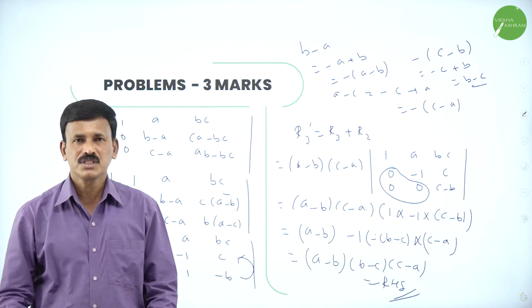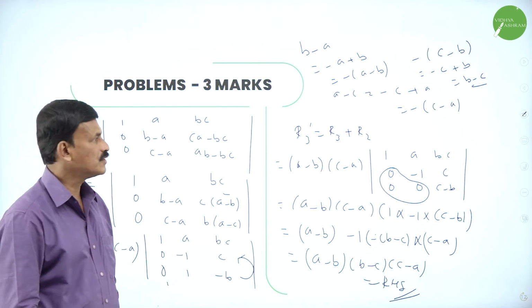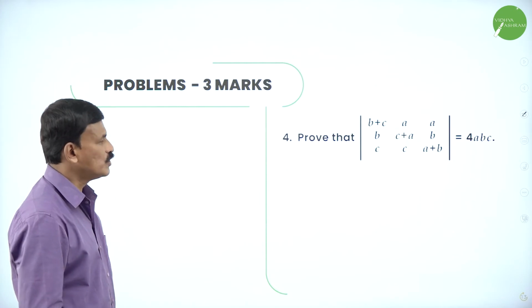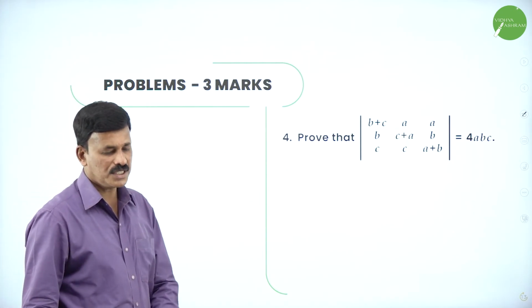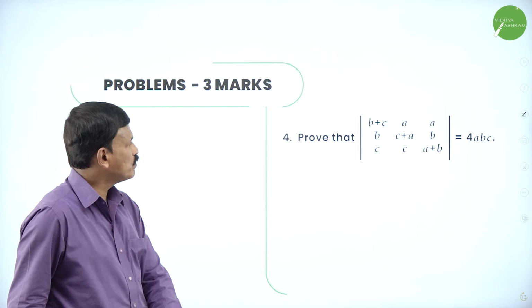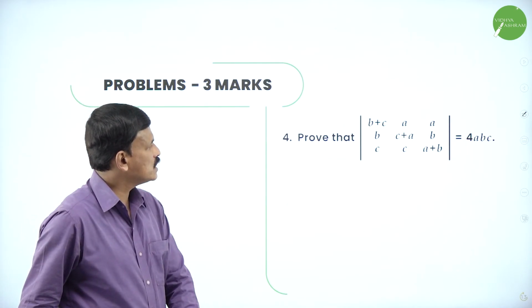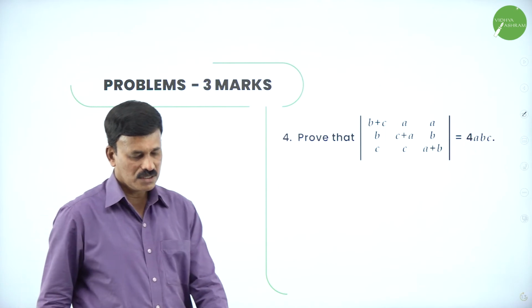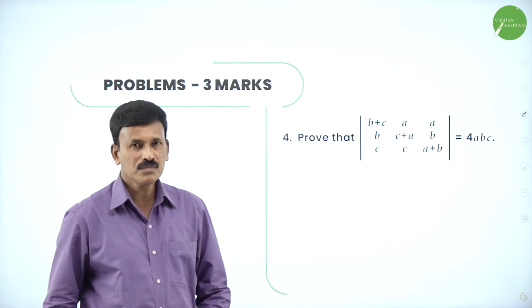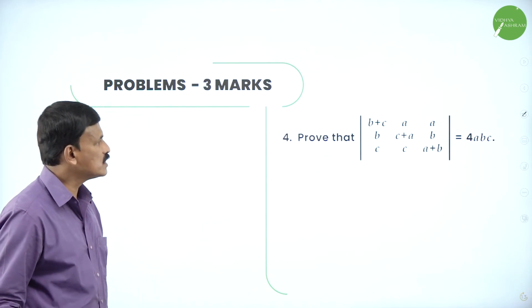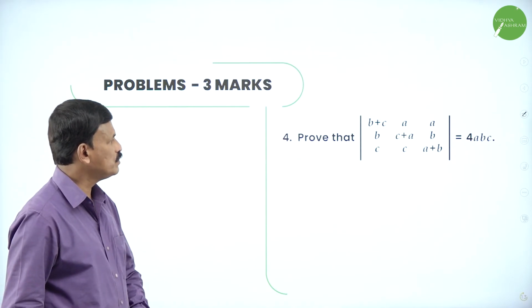Okay, so just practice, you will get an idea. Now let us take one more problem. What is the problem given? The determinant with rows B plus C, A, B; C plus A, B, C; C and A plus B. What is this equal to? The answer is 4 times A B C.